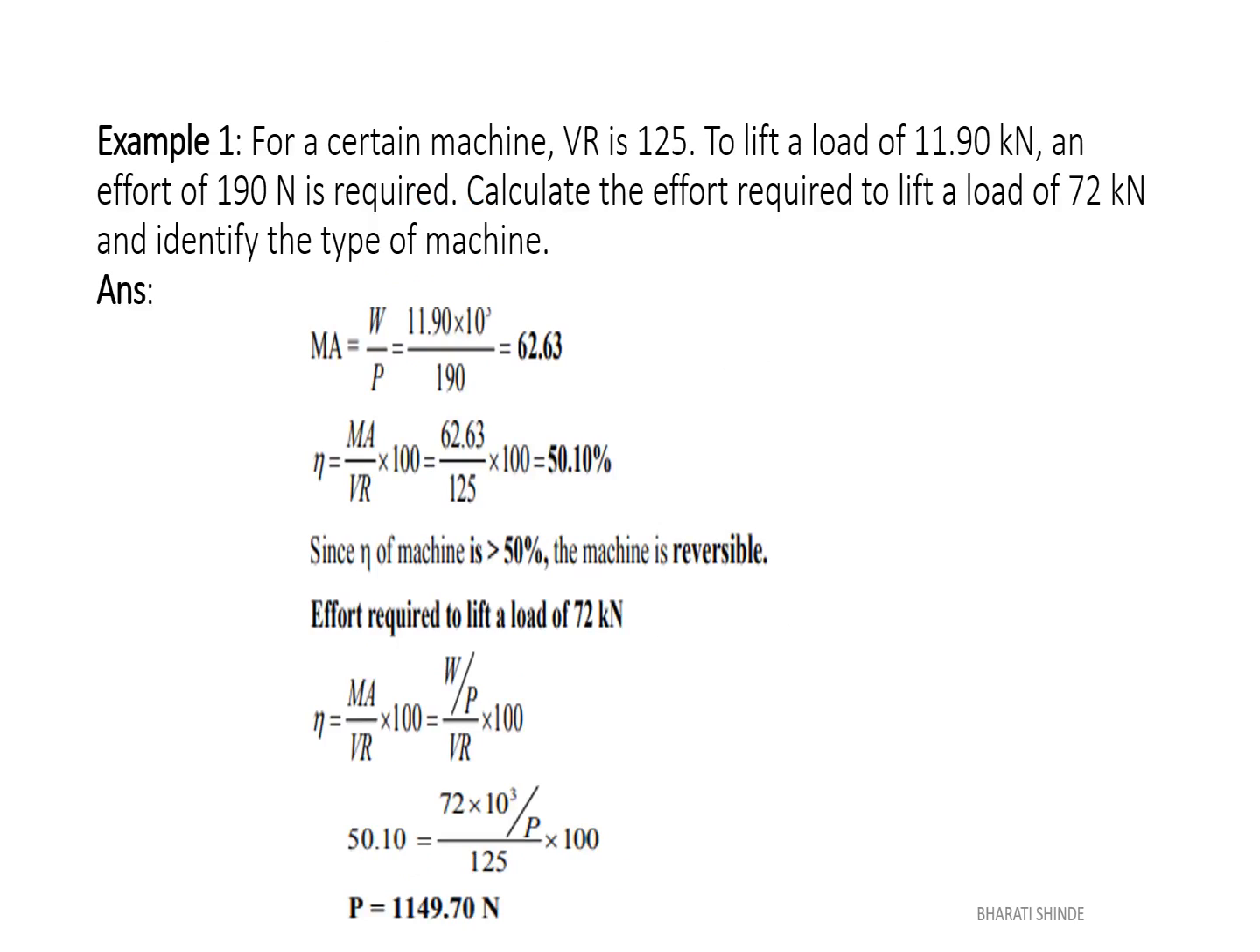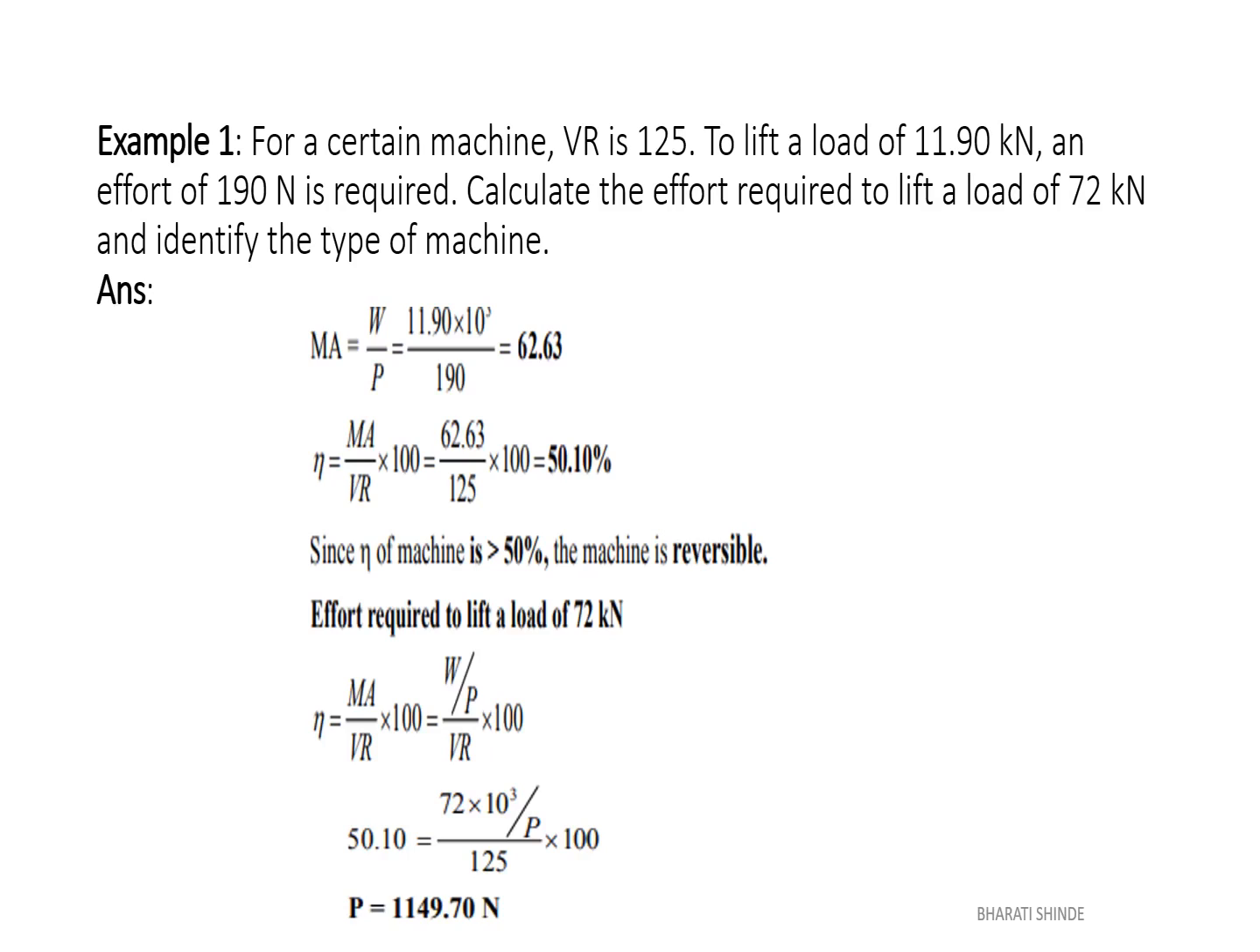Now we will take one example. For a certain machine, VR is 125. To lift a load of 11.90 kN, an effort of 190 Newton is required. Calculate effort required to lift a load of 72 kN and identify the type of motion.